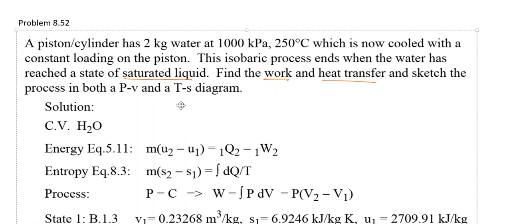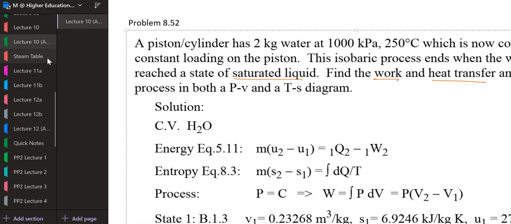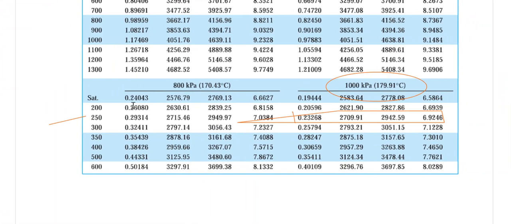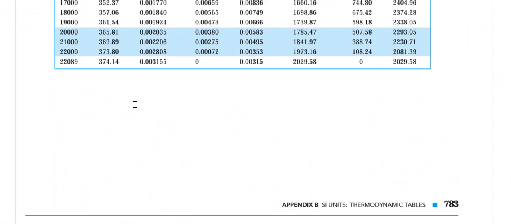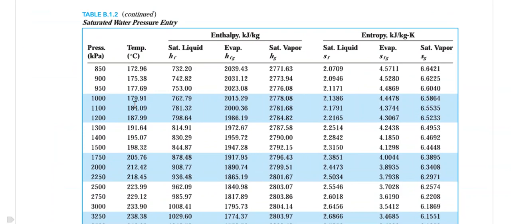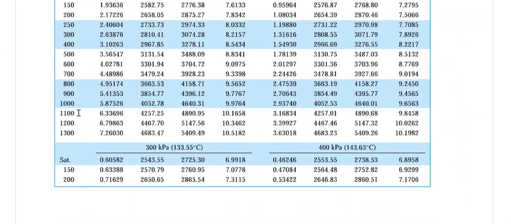So the first thing we have to check is where the 1 megapascal and 250 degrees centigrade lie. For that purpose we have to check the steam table. So let's go to the steam table. If I'm looking at the saturated steam table, this is my saturated pressure entry, at 1000 kilopascal, and the saturated temperature is 179.91. So obviously at 250 degrees centigrade the water is superheated, as our temperature is higher than 179.9. So let's move towards the superheated region.